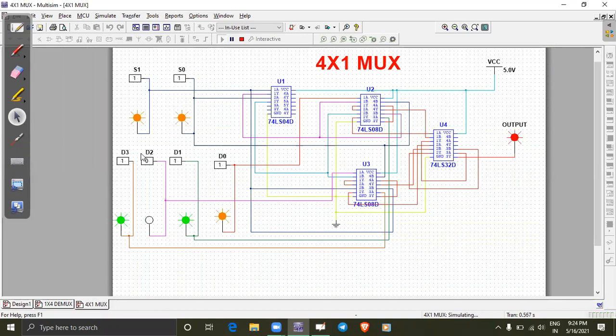When I give both 1, it reflects D3. When I give D3 as 0, it reflects 0. Here I can change all the other inputs to cross-check. Here the circuit is perfect. So this is the operation of a 4 to 1 mux. We may design up to 2 power n to 1 mux. So it is possible to design an 8 to 1 mux and so on.